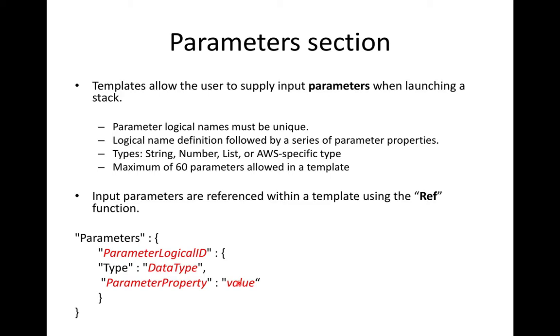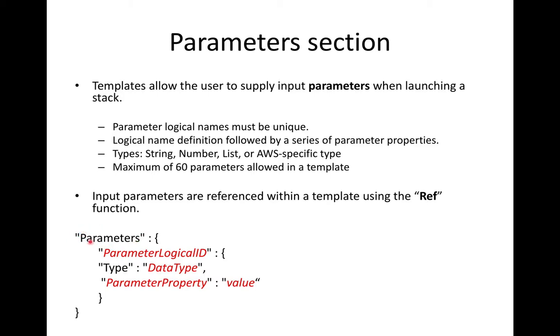When you want to reference parameters within a template, you use what's called the ref function. And I'll show you how that works in this lecture. Here's an example of a parameters section. This is written in JSON format. A parameters section in the template document.